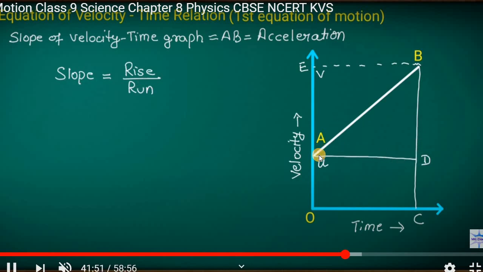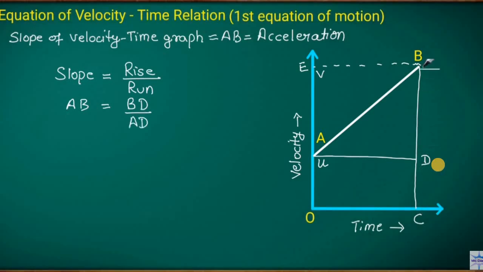Then rise is equal to... here you can see slope AB is equal to rise over run, and where is the slope's rise? It is from B to D. So rise is equal to BD, and run means from the original point to D. So the run is equal to AD. So AB is equal to BD divided by AD.